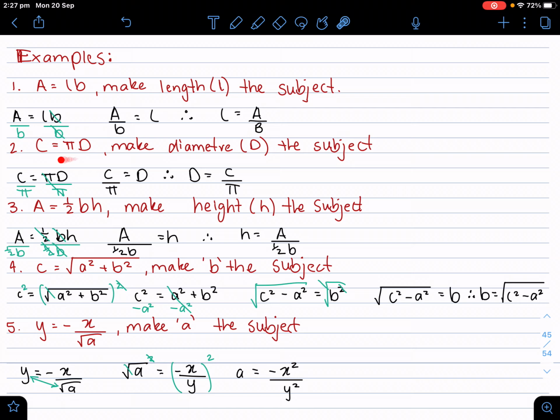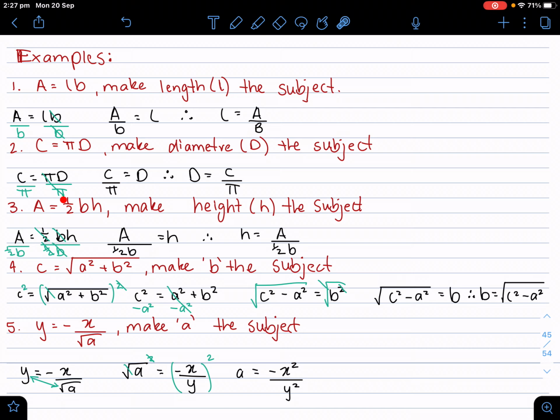Here, another common formula that you know: circumference of a circle equals pi times diameter. Now there are two variables in this question, there's circumference and there's diameter, because pi is a constant. We know what its value is. So the question says, make diameter, or D, the subject. So we have pi times diameter. So the opposite of times pi is divided by pi on both sides.